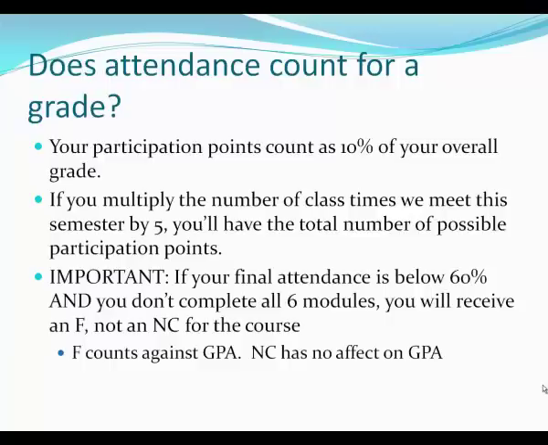If at the end of the semester you haven't completed all of your modules and your attendance is under 60%, you will receive an F for this class and not an NC. And the difference between the two is that F counts as a 0 in your GPA, and NC has no effect on your grade point average.